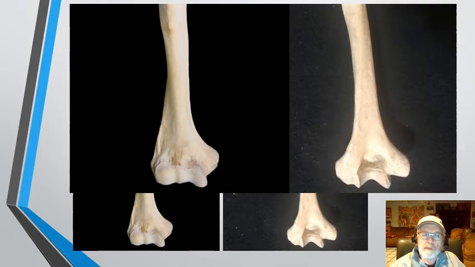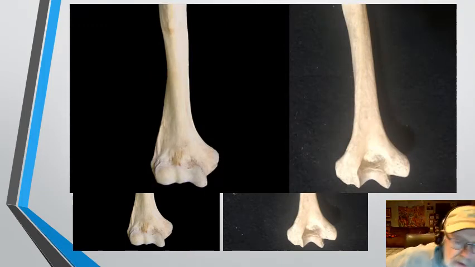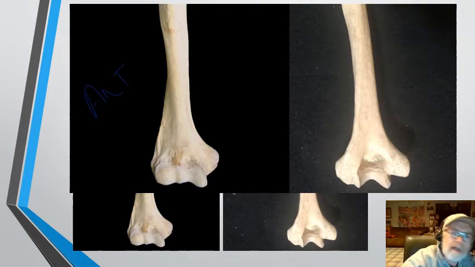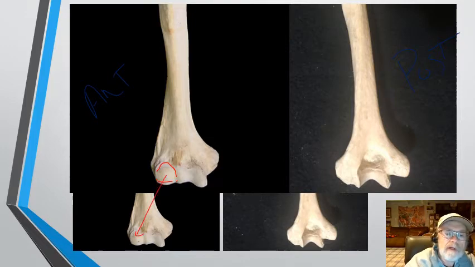Let's blow those up. Now what we're looking at here is anterior, and this is posterior. These are real bones. Well, they're not alive anymore. Somebody donated them, I guess. Anyway, if we look right here, here's the capitulum. See how it's round? So that round area of the capitulum is right there.